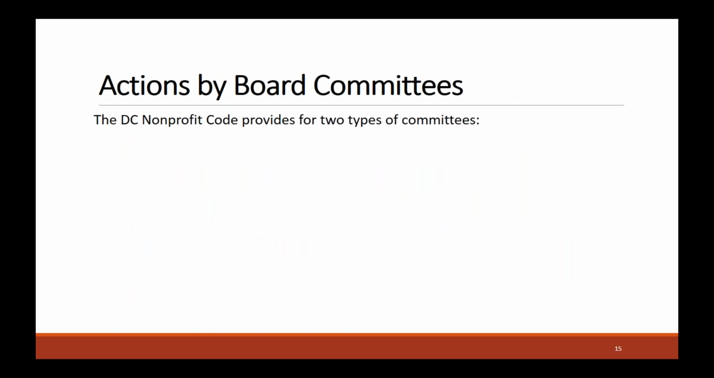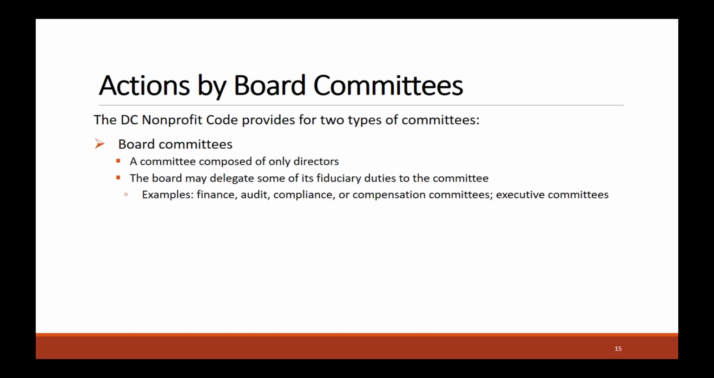Okay, so that's written consent. Let's talk about actions taken by board committees. The DC Nonprofit Code provides for two types of committees. You have board committees, which are composed only of directors. The board may delegate some of its financial duties to a board committee. So some examples are a finance, audit, compliance committee, or a compensation committee. Another very common one that we'll talk about are executive committees. Board committees can vote and they can take action on specific issues within their subject area.